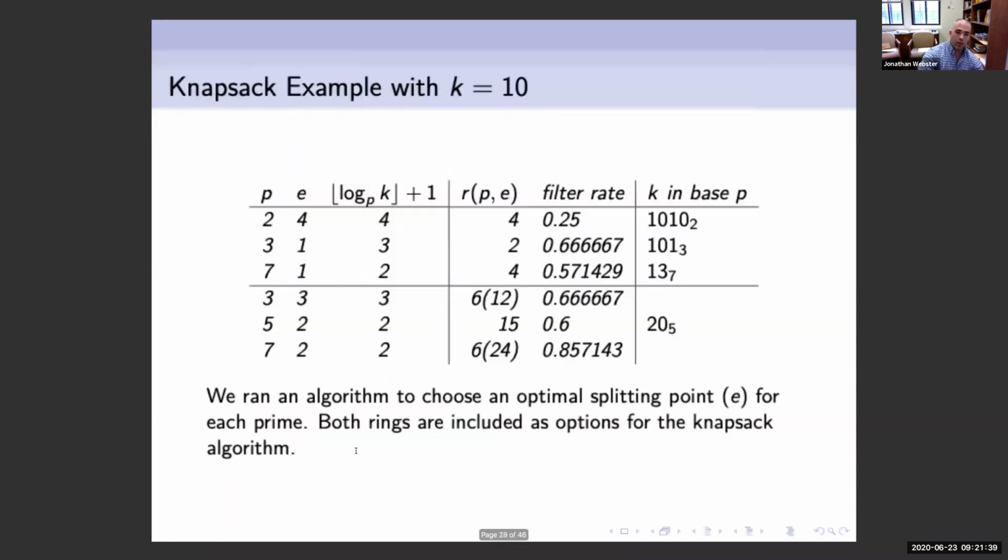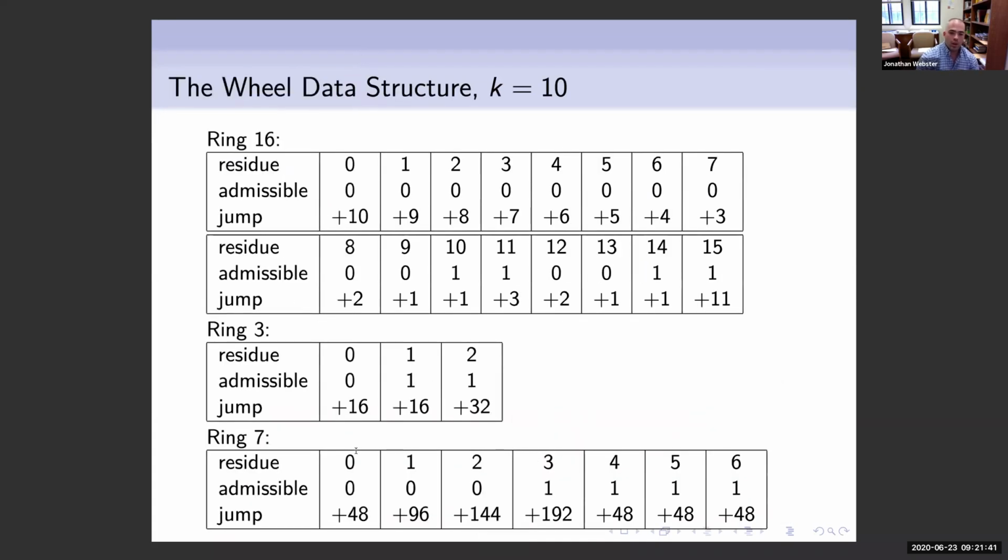There are 4 admissible residues mod 16, there's 2 admissible residues mod 3, and there's 4 admissible residues mod 7. And how this table works is that once you know what congruence class your number is in, the jump tells you the nearest entry in the table and the minimum number you add to it to get to the next admissible number. So if you're 0 mod 16, you add 10 to get to 10 mod 16.